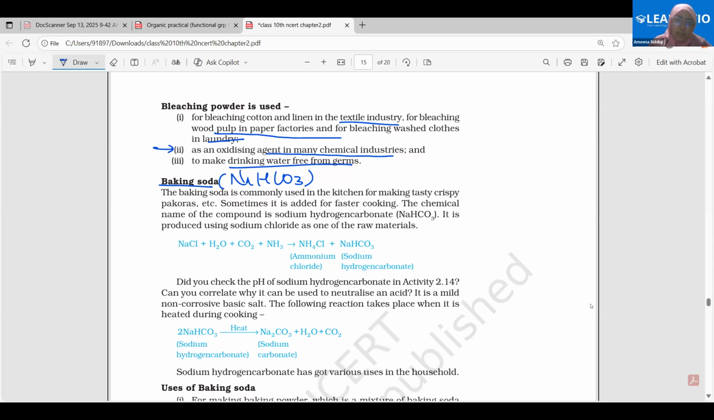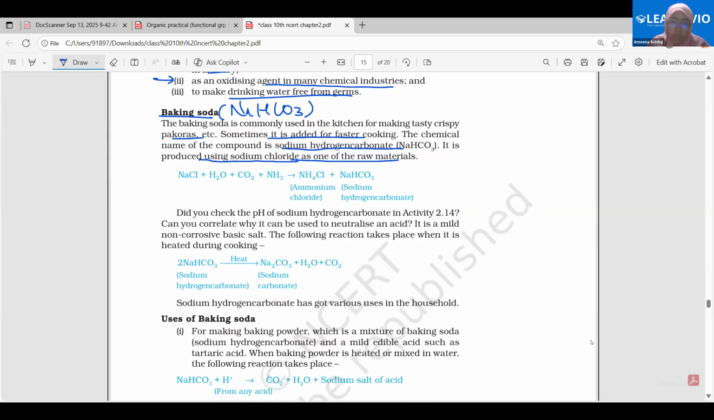Fine, good. The baking soda is commonly used in the kitchen. Sometimes it is added for faster cooking. The chemical name of this is sodium hydrogen carbonate, NaHCO3. It is produced using sodium chloride as the raw ingredient. See, we get 3 products there. We have NaCl in the aqueous form, H2O. We pass CO2 through it, and we pass ammonia, NH3, through it. We will get ammonium chloride along with sodium bicarbonate, okay.